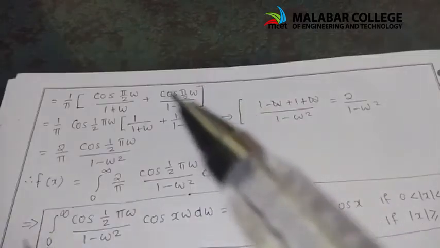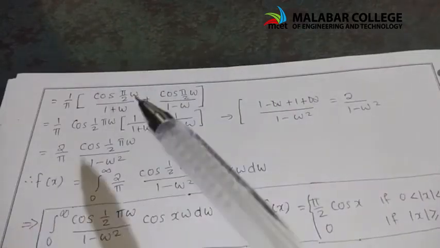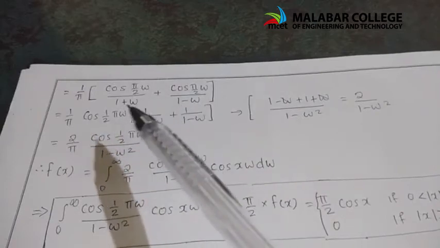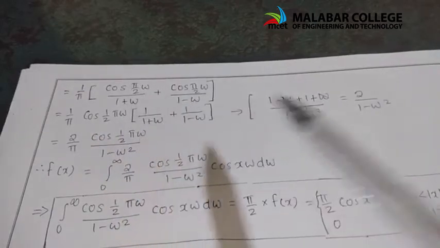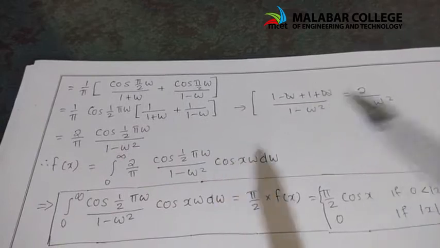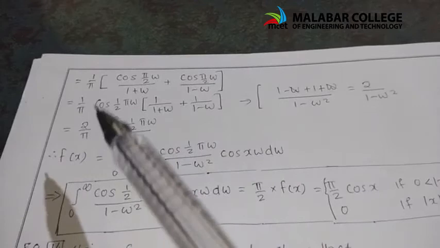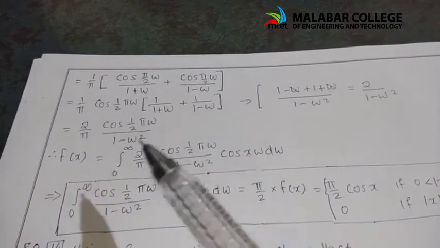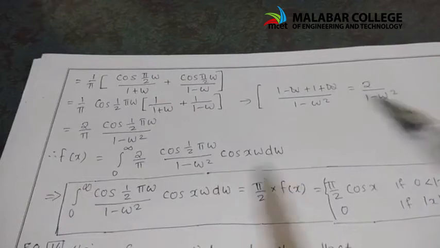Continuing, we take the common factor cos pi by 2 omega out, and we have 1 by 1 plus omega and 1 by 1 minus omega. We have to cross multiply as before. This is 2 by 1 minus omega square, and this 2 I am writing first: 2 by pi cos half pi omega by 1 minus omega square.